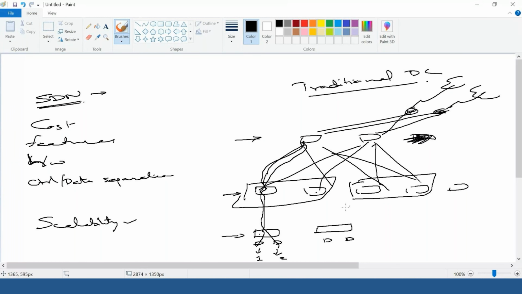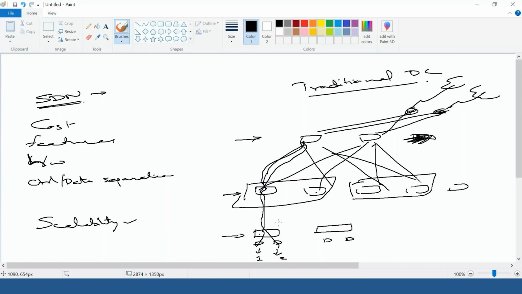Correct. The traffic is going one way, and on the same way it is coming back. But where is the source and destination? It is very adjacent. This much travel is unnecessary.